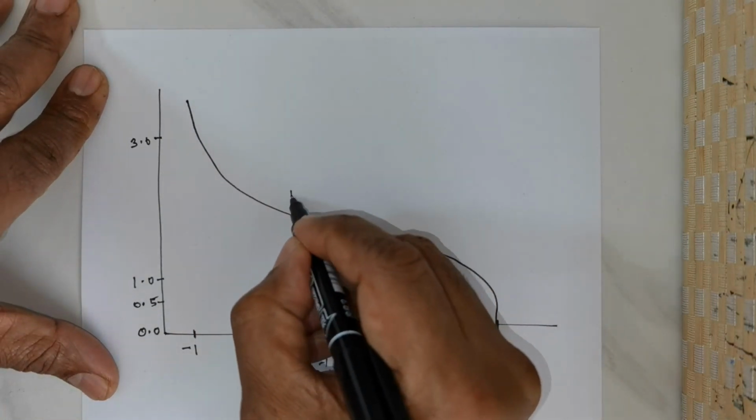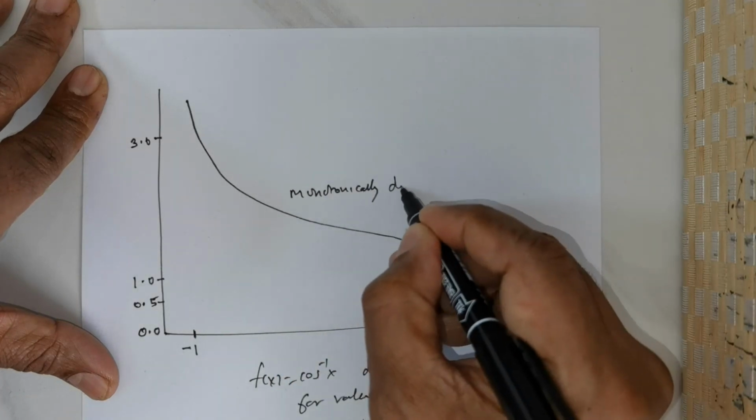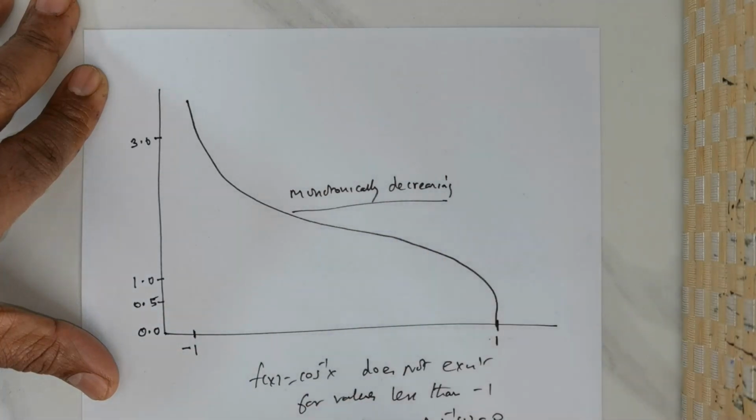As I just mentioned to you, it is monotonically decreasing. So have that in mind. So I have given you the domain, I have given you the range, and I have also drawn the graph. So this is the solution for this question.